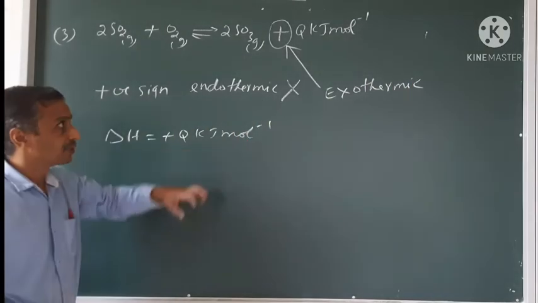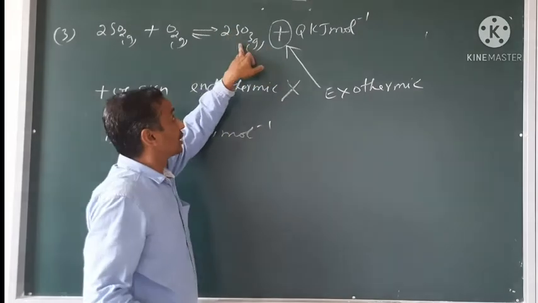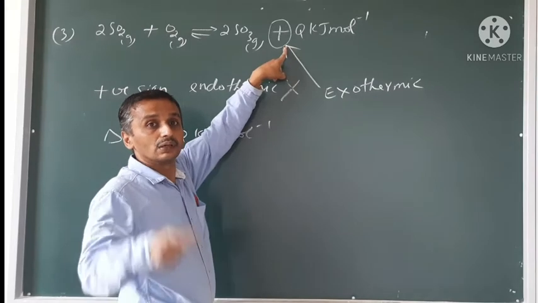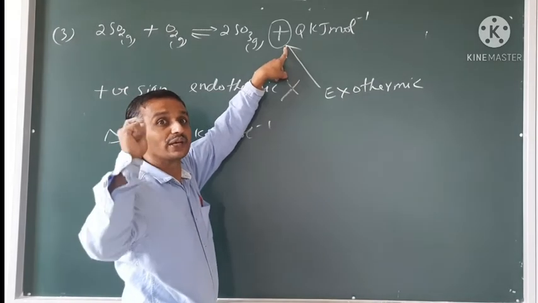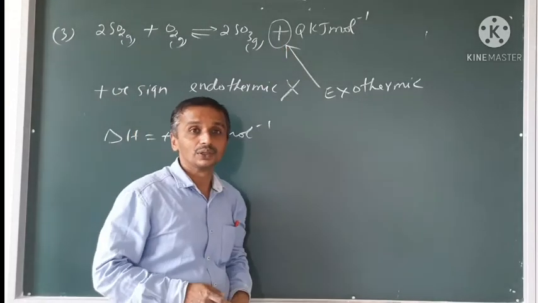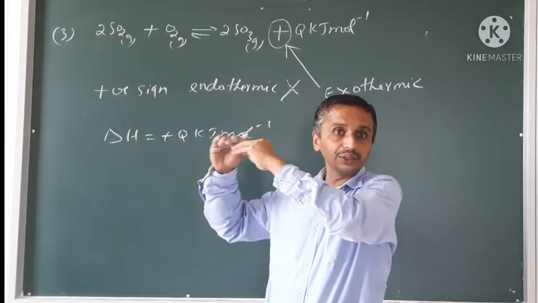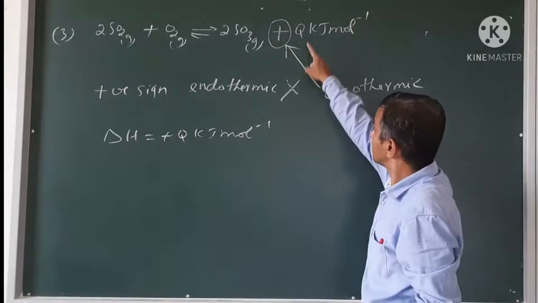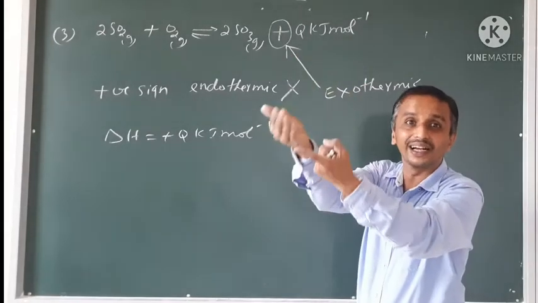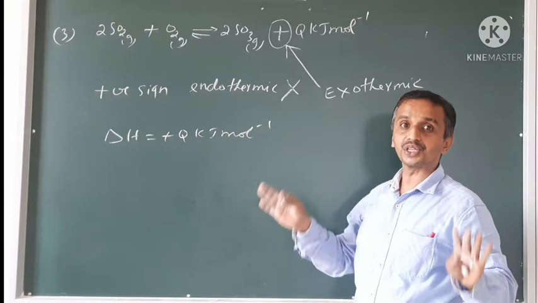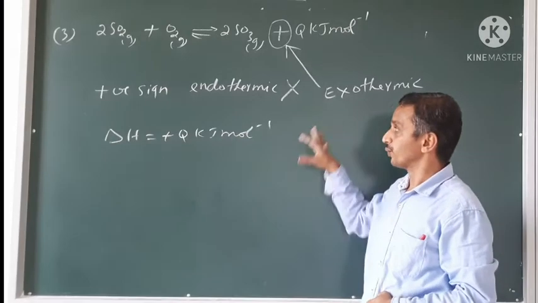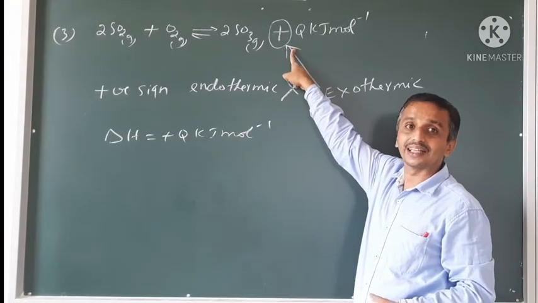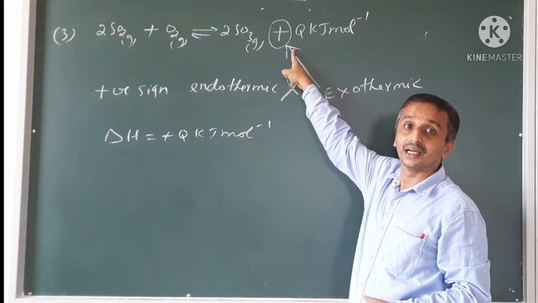How to explain? See, this reaction has this much of extra energy, or this much of extra heat content. So higher energy is not good. Instability arises. To acquire stability, this much of heat will be liberated. Liberation is exothermic only. So along the reaction, a positive sign means it is exo, whereas along the reaction, a negative sign means it is endo.